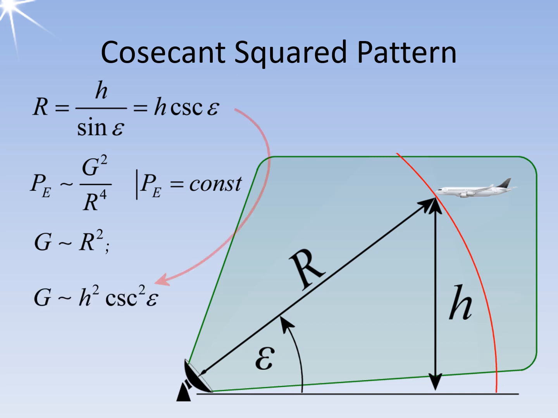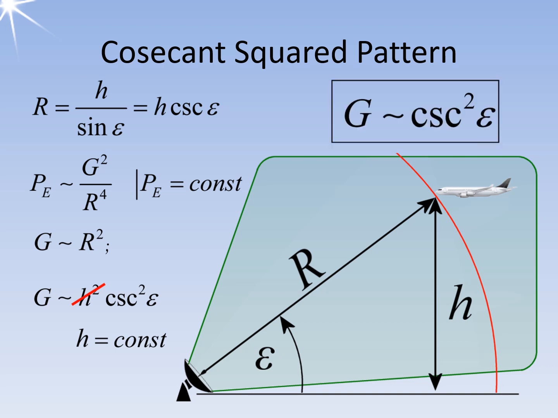We can replace the slant range with the term height multiplied by cosecant of epsilon from the first equation. A target moving towards or away from the antenna at a constant altitude should produce an echo with a constant amplitude at the receiver input. This means that the height has also a constant value. It can be eliminated from the equation without altering the proportionality. It remains that the antenna gain should change in proportion to the cosecant squared of the elevation angle. We have thus derived the mathematical description of the antenna.